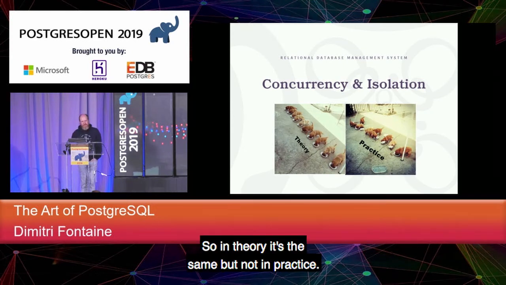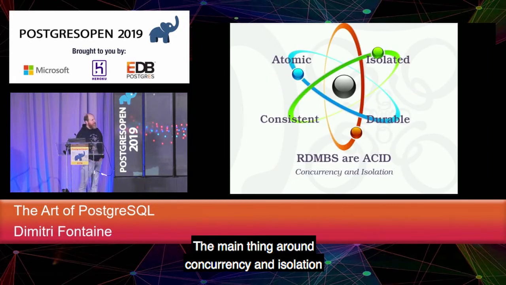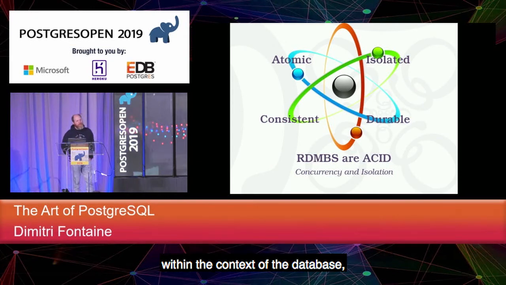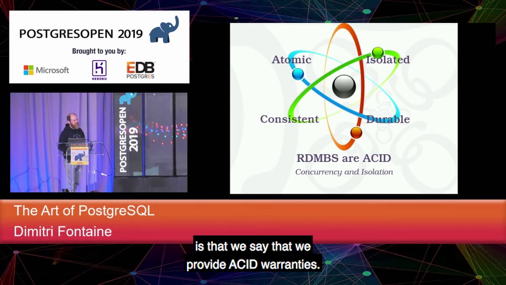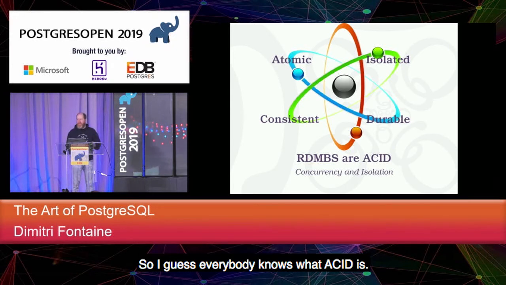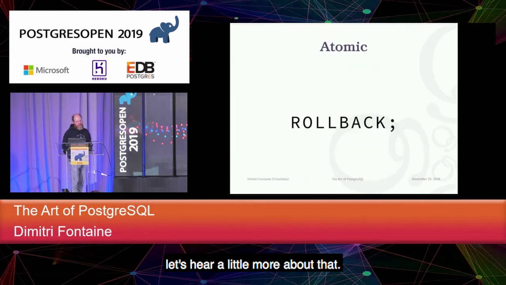Yeah. So in theory, it's the same, but not in practice. So the main thing around concurrency and isolation within the context of database, like relational database management systems, RDBMS, is that we say that we provide ACID guarantees. So I guess everybody knows what ACID is. It looks a little boring, yeah, but let's see a little more about that.